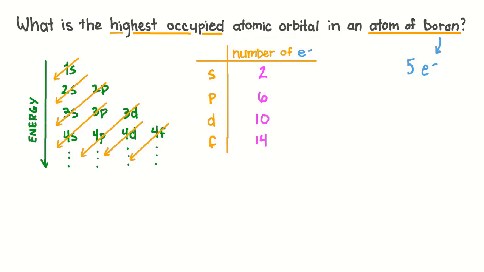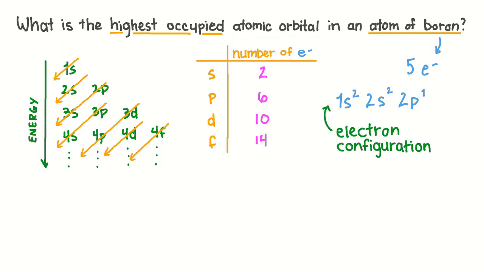The electrons will first fill the lowest energy atomic orbital, which is the 1s orbital. The 1s orbital can hold 2 electrons, which we indicate with a superscript. The next highest energy orbital is the 2s orbital, which can also hold 2 electrons. Boron's 5th and final electron will go in the next highest energy subshell, which is the 2p subshell. From the electron configuration of boron that we just came up with, we can see the highest occupied atomic orbital is the 2p orbital.